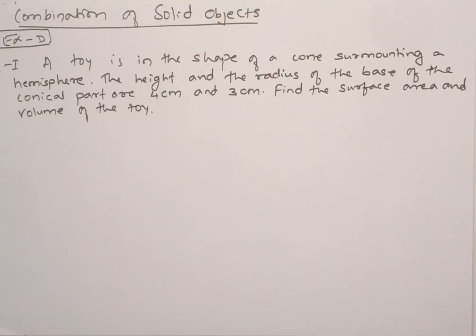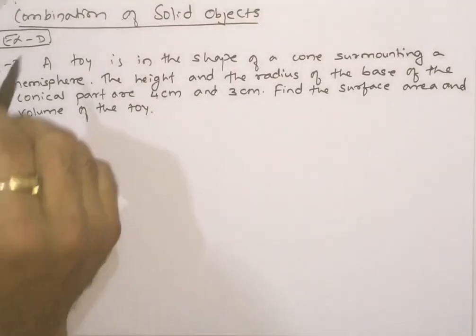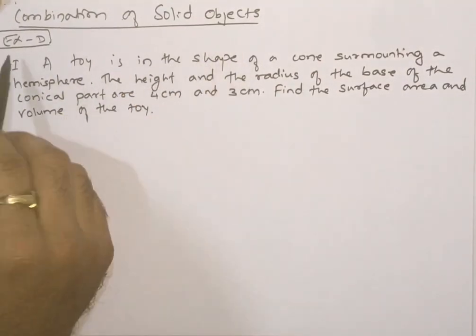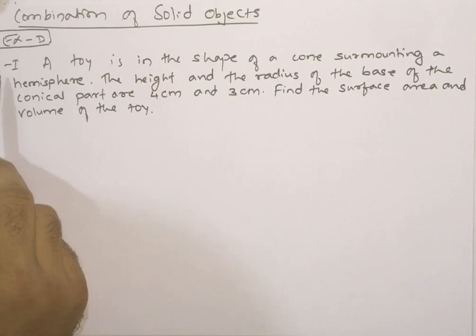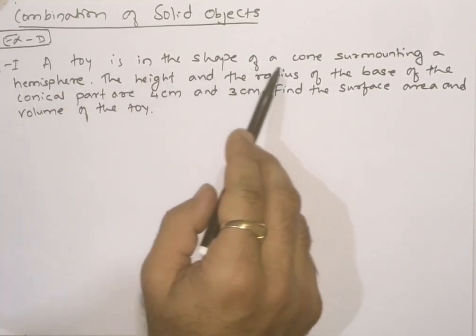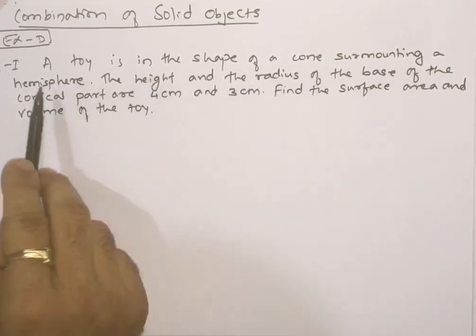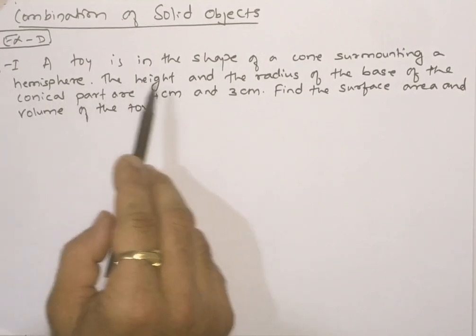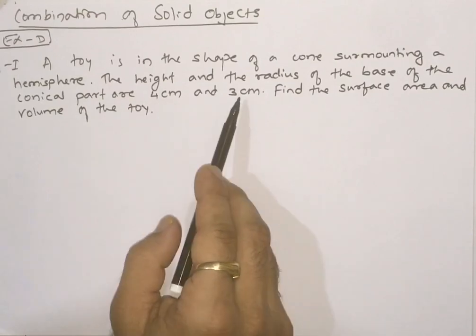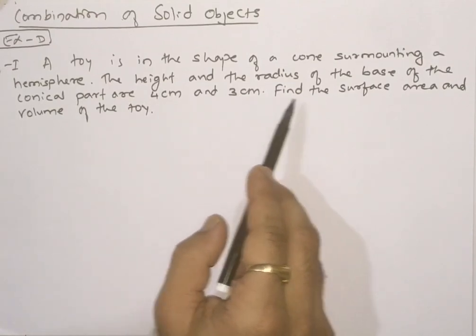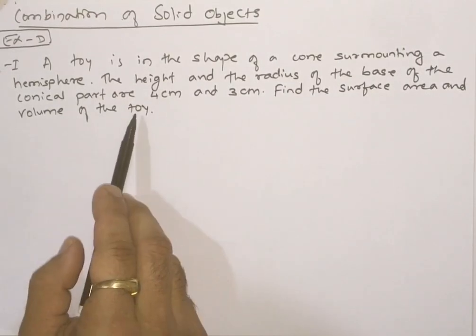The next type of questions is combination of solids. I'll write this as exercise D. Main question 1. A toy is in the shape of a cone surmounting a hemisphere. The height and radius of the base of the conical part are 4 centimeter and 3 centimeter. Find the surface area and volume of the toy.